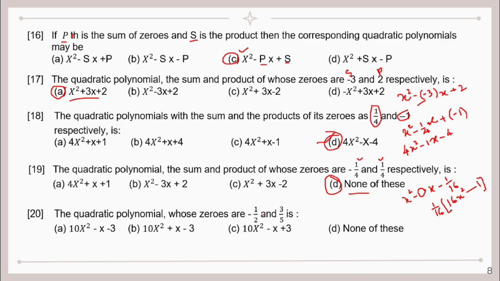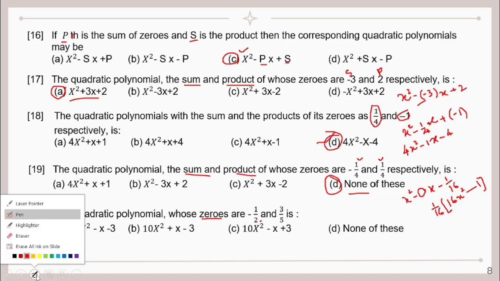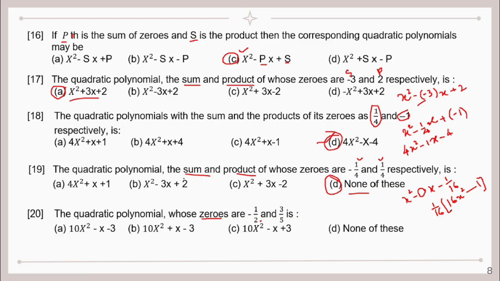The quadratic polynomial whose zeros are minus 1 by 2 and 3 by 5. So first find the sum. Generally we will be getting the sum and product of the zeros. But here only zeros are given. Oh sorry, in the previous question also they have given you sum and product only. See, be very careful when you read the question. It is given sum is 1 by 4. So here in place of minus, you will be getting minus 1 by 4. And plus 1 by 4.